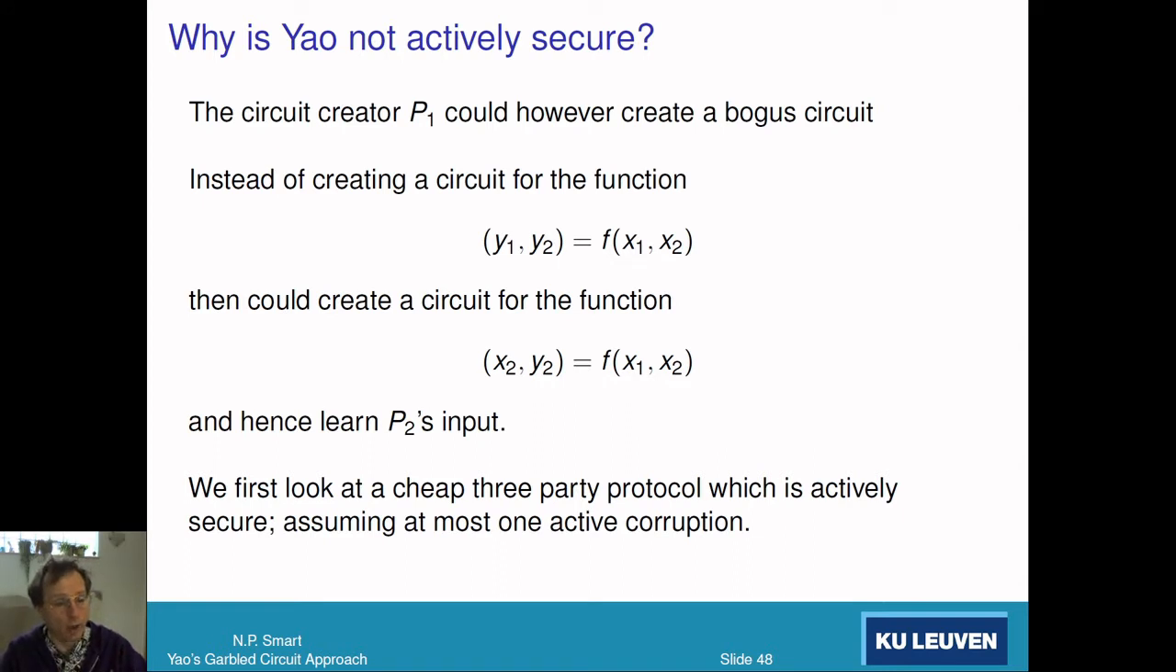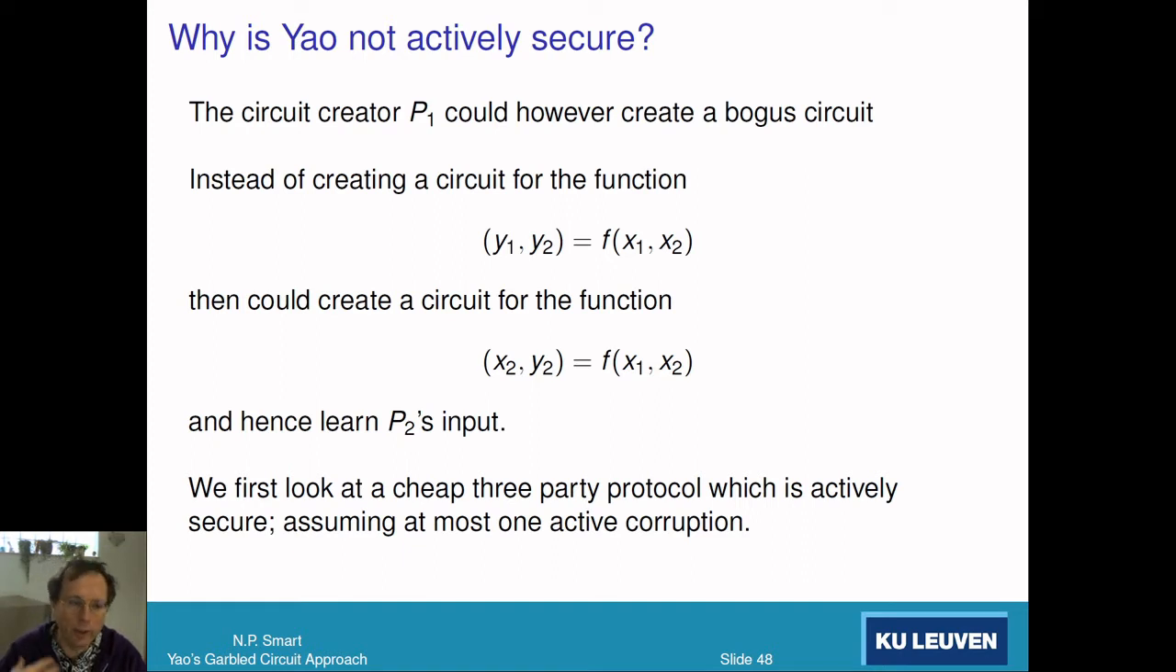However, from the point of view of the garbler, there's lots he can do. So the classic attack is that he's meant to be creating a circuit for this function here, where he's going to get the output value y1. But what happens if he changes the function being computed to this function, which produces in his component the secret input of player 2? In that way, when player 2 evaluates the circuit obliviously and then sends back the garbled output table for player 1's output, then player 1 just learns player 2's input, which is not what we want.